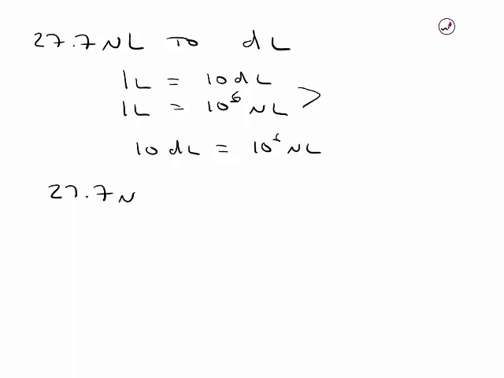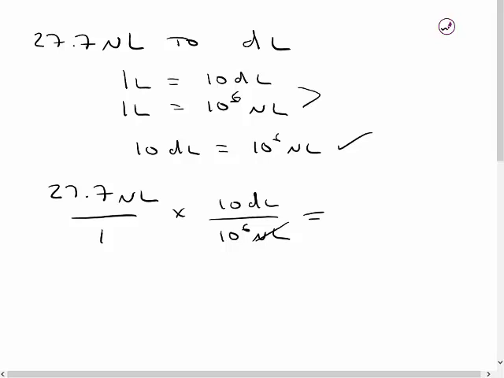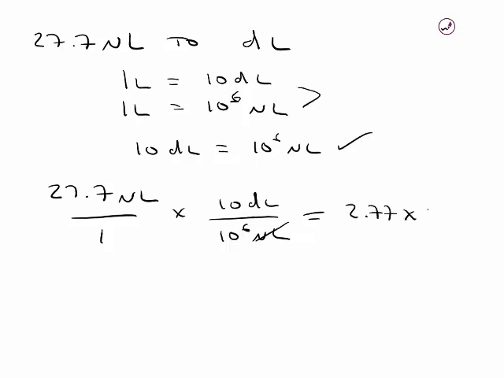Now I can set up my conversion factors using dimensional analysis, starting off with the 27.7 microliters. Assume that's written over 1. Multiply that by a conversion factor that I generate from this equivalent statement. I want to get out of microliters, so the 10 to the 6th microliters will be in the denominator, and the 10 deciliters will be in the numerator. Again, the microliters are going to cancel. And after you do the multiplication across the numerator, we're obviously going to get 277, and divide that by the 10 to the 6th, I got 2.77 times 10 to the negative 4 deciliters. Don't forget to indicate the units.